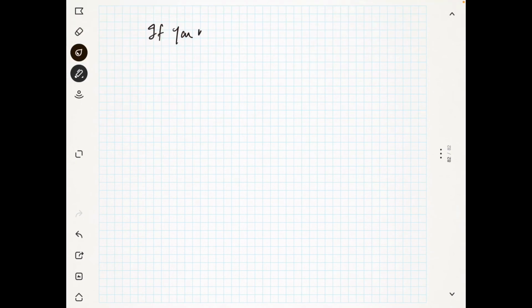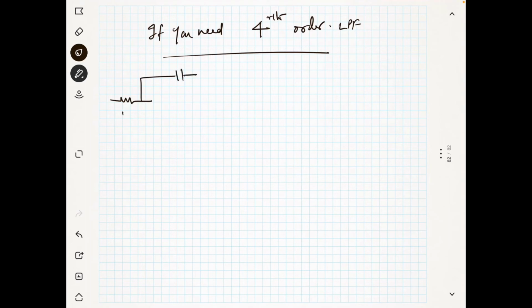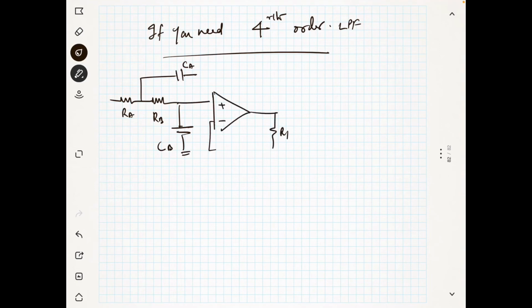Now we will see another example. If you need a fourth order filter, then you just couple 2 Sallen-Key filters. That means a fourth order low pass filter. Then you have RA and CA. Draw like this, then it will not be confusing. This is RB and CB. That's it. Now you have plus minus R1, R2, connect like this. This is V out 1. Take this output, again you connect. So this is RA1, CA1, RB1, CB1.